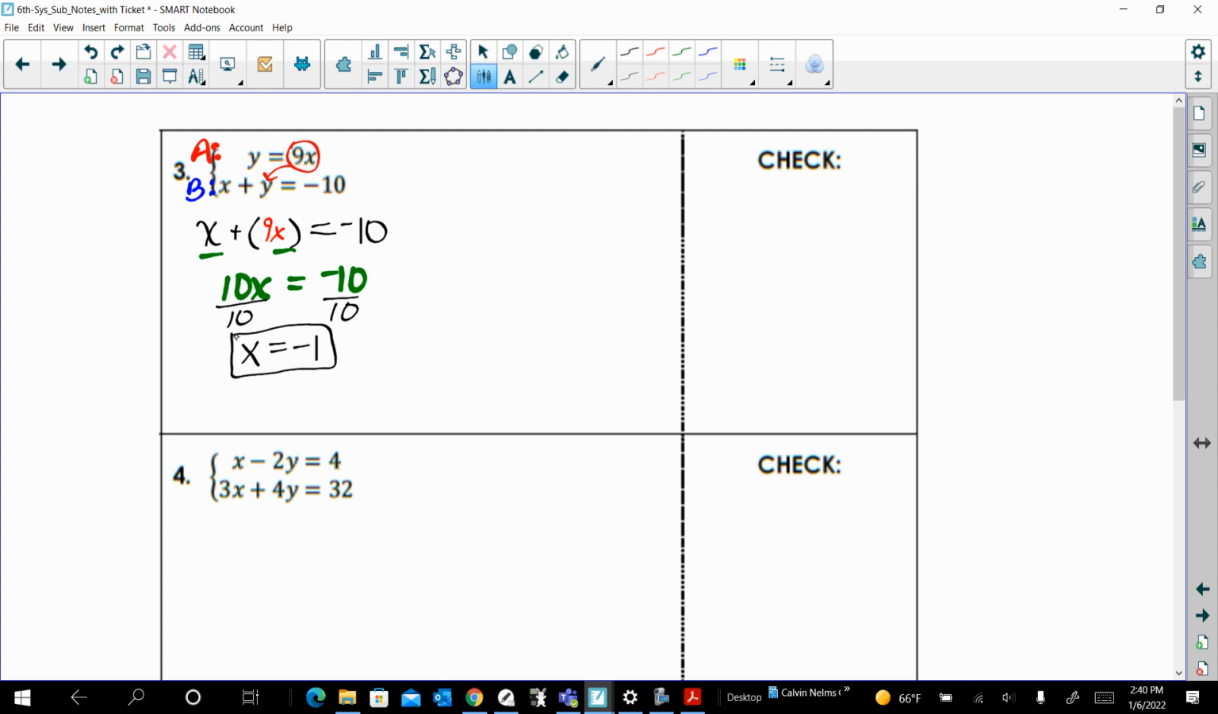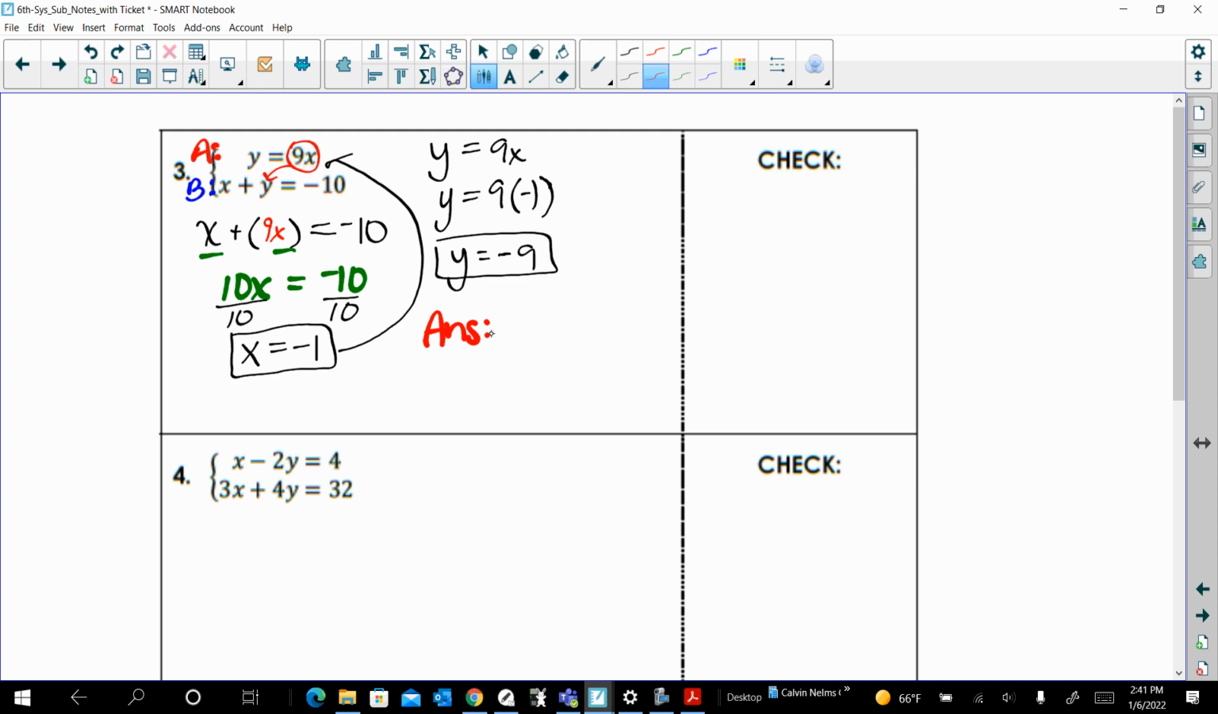Once we get a value for the variable, our variable is x, we take it and plug it back in to what we circled, what we originally had isolated. So when I plug it back in, my y was equal to 9x. So now my y is equal to 9 parentheses -1. Remember, whenever we substitute, we use parentheses. So this is saying 9 times a -1. So the y equals -9. So our answer, our solution, is the ordered pair -1, comma, -9. This is our answer.